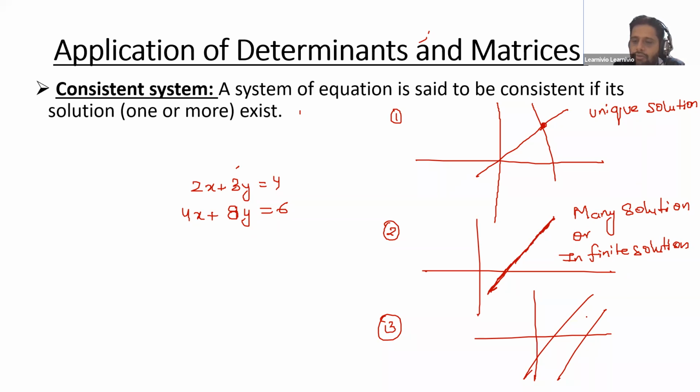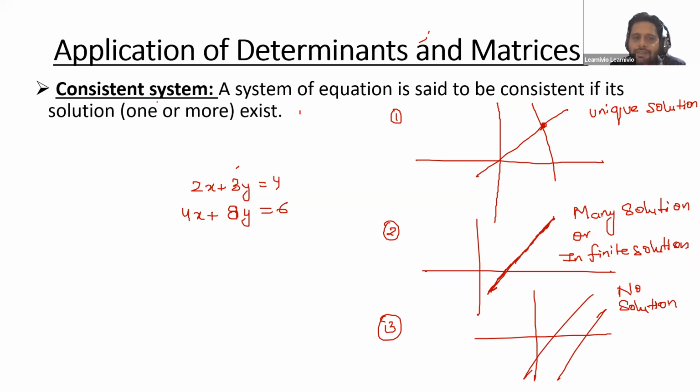Now the third, when the lines do not intersect, then in this case we have no solution. If lines do not intersect, then we do not have any solution. So we will say no solution. So we have three cases: unique solution, many solutions, and no solution. You have already done this in class 10th. These unique, no, and many solutions you have already completed.